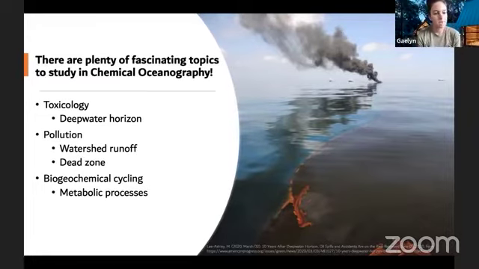So pollution is also something else to study. So like watershed runoff, we talked a little bit about that in the biological lesson where we talked about the fertilizer and the dead zone. And then there's also biogeochemical cycling, which is going to be looking at how microbes are going to be working with chemicals and also with local geology. So those are some different things to study in chemical oceanography.